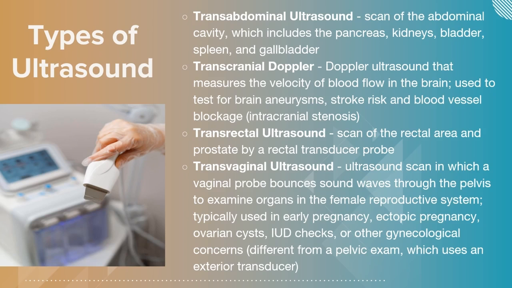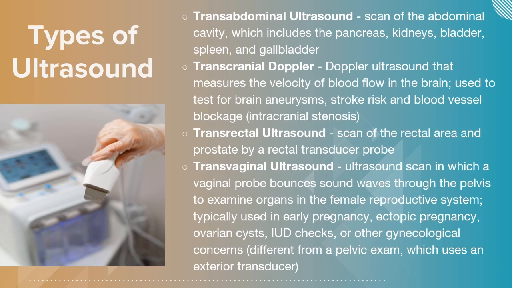Transabdominal ultrasounds look at the abdominal cavity, particularly the organs: the pancreas, kidneys, bladder, spleen, and gallbladder. Transcranial Doppler measures the velocity of the blood flow throughout the brain. It's used to test for brain aneurysms, strokes, and blockages, particularly intracranial stenosis. Transrectal ultrasounds can be used to rule out prostate concerns. Transrectal probes can be used for many different reasons if you need to look at the lower GI tract, but most of the time it's for prostate cancer rule out.